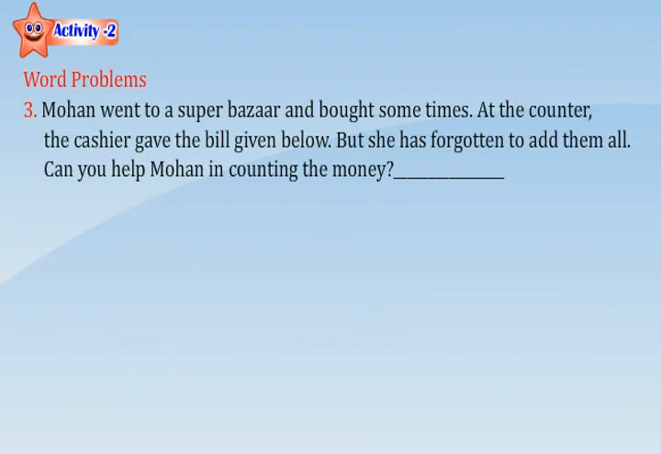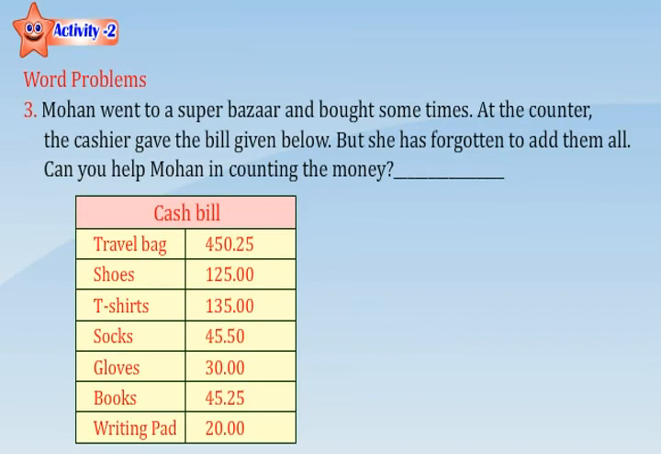Mohan went to a super bazaar and bought some items. At the counter, the cashier gave the bill given below. But he has forgotten to add them all. Can you help Mohan in counting the money? Cash bill.